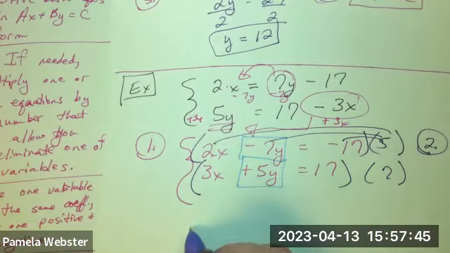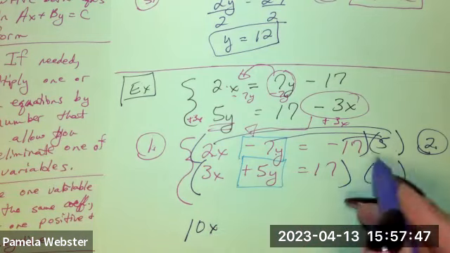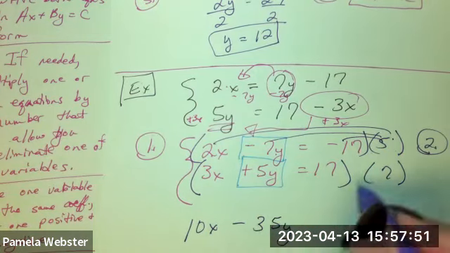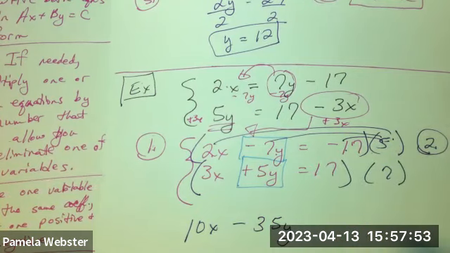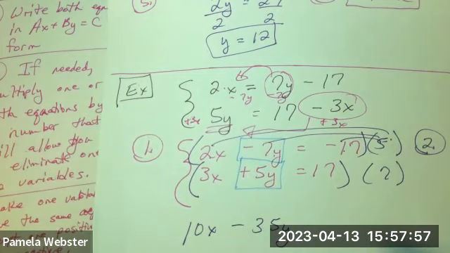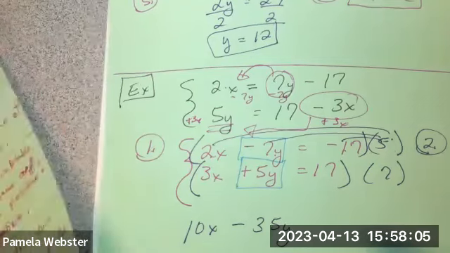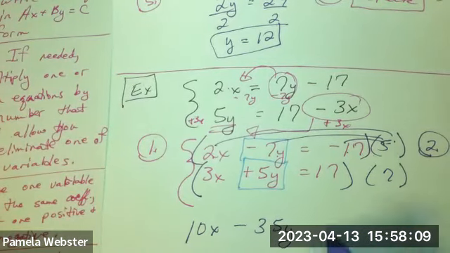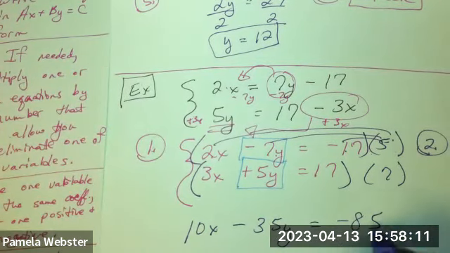So 5 times 2x is 10x. 5 times negative 7y, negative 35y. And 5 times 17, oh my gosh, I don't even know what that math is. 5 times 17 is 85, and it's negative, right? Because the 17 was negative. So that equals negative 85. Okay.